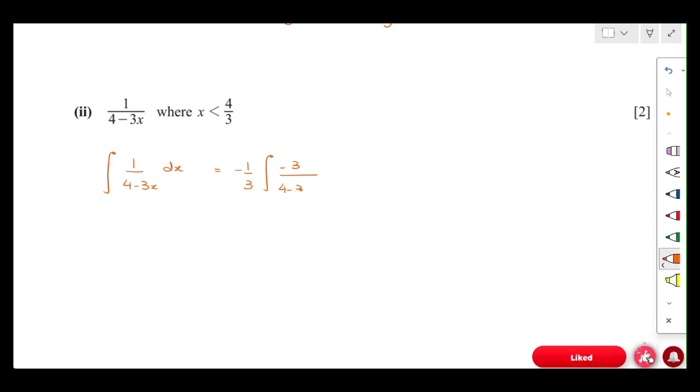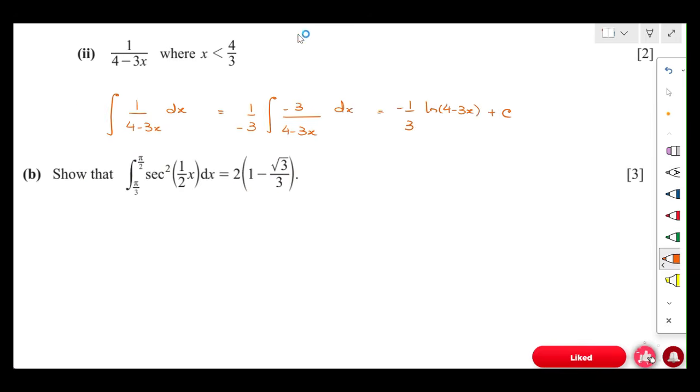Okay, 4 minus 3x dx. Now multiply by negative 3 and divide by negative 3, right? And here we have minus 1 by 3 as it is. Now the derivative is completed. So natural log of 4 minus 3x plus constant of integration. So this is the integration for that function.